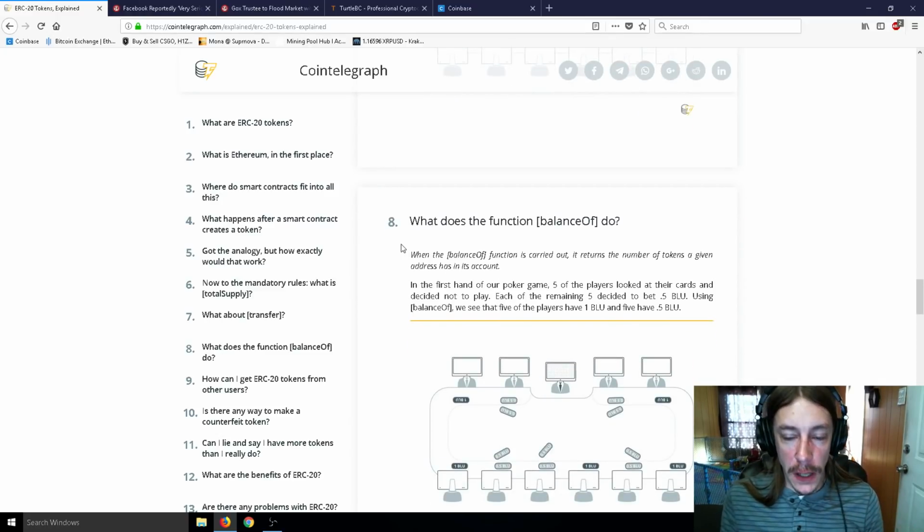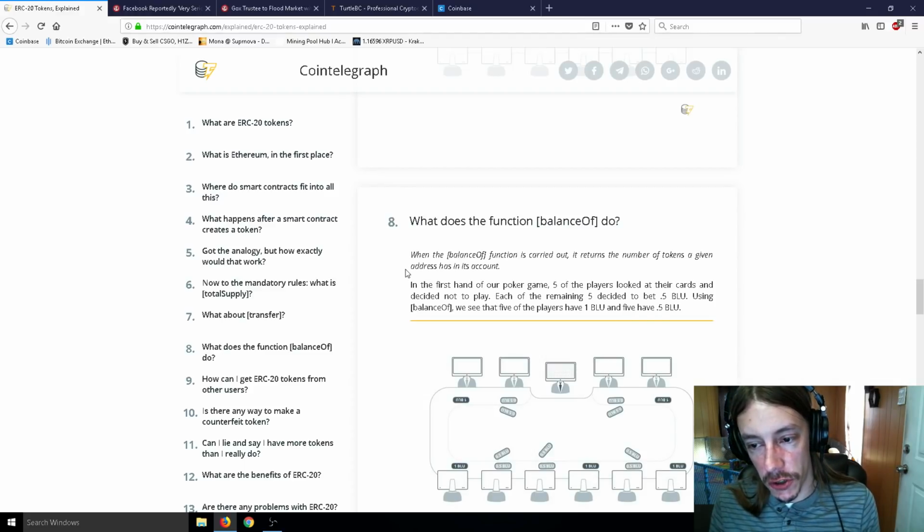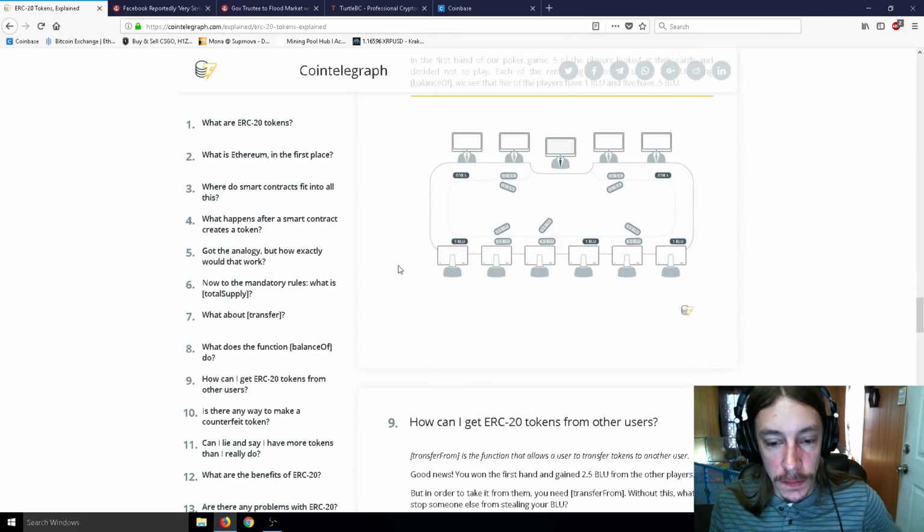So what does the function balance of do? In the first hand of our poker game, 5 of the players looked at their cards and decided not to play. Each of the remaining 5 decided to bet 0.5 blue. Using that balance of, we see that 5 of the players have 1 blue and 5 have 0.5 blue.